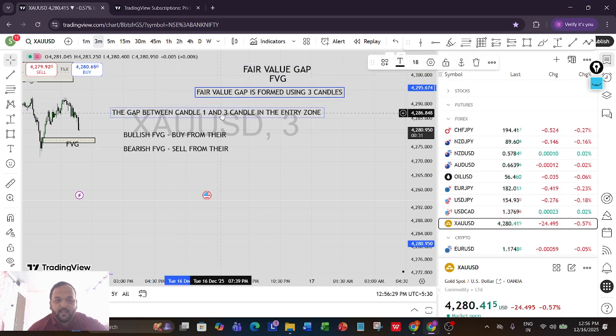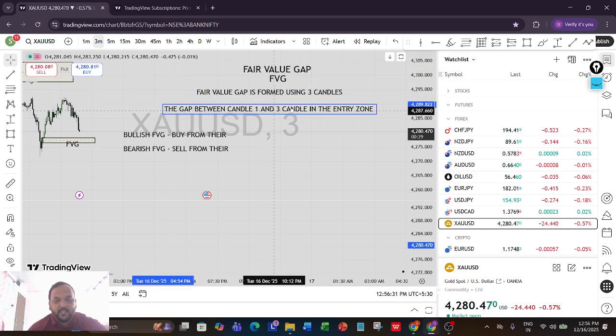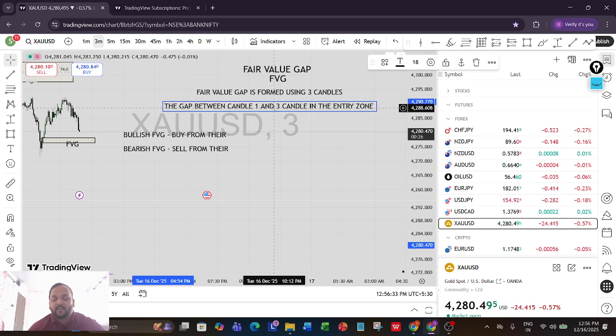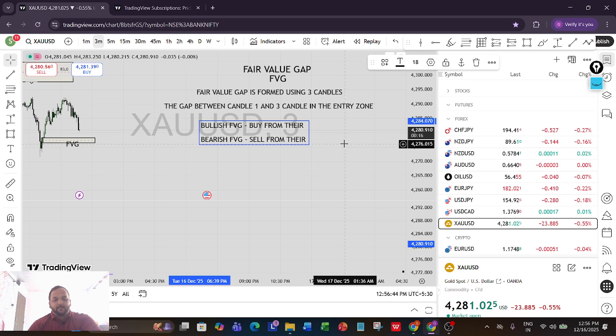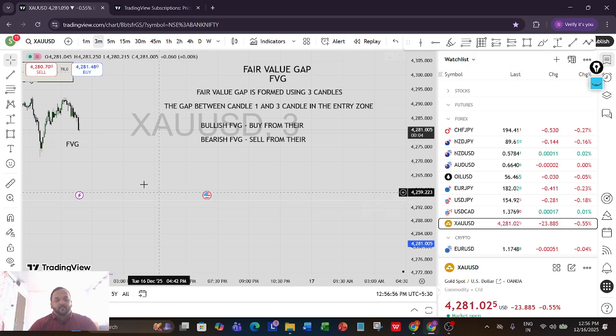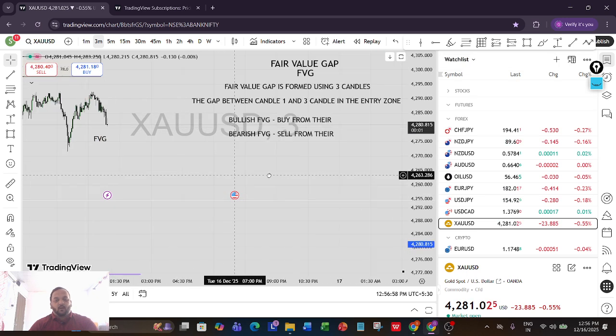As I told you, fair value gap is formed using 3 candles. Keep this in mind, very easy. Fair value gap is formed using 3 candles. The gap between candle 1 and the third candle is the entry zone. Okay, so there are 2 types of FVG, that is fair value gap. Bullish FVG, we buy from there, and the bearish FVG, we sell from there. So in the next part, we are going to learn what exactly is an order block. Okay, what is the order block?